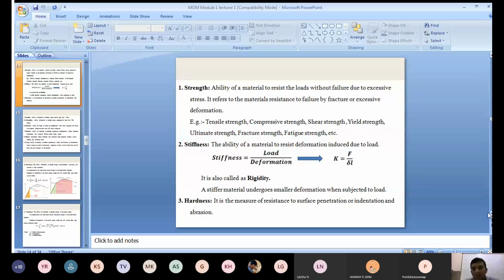Right? Again, stiffness is nothing but the ability of material to resist the deformation induced due to load. Yes. Please mute yourself.